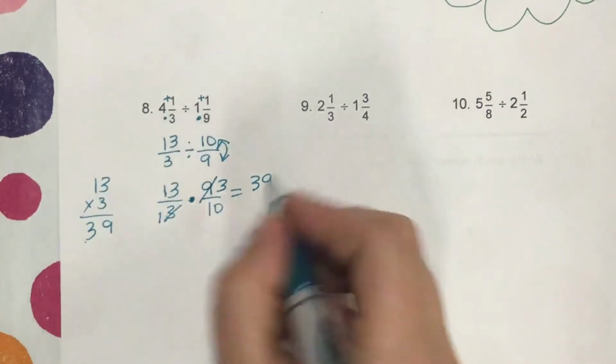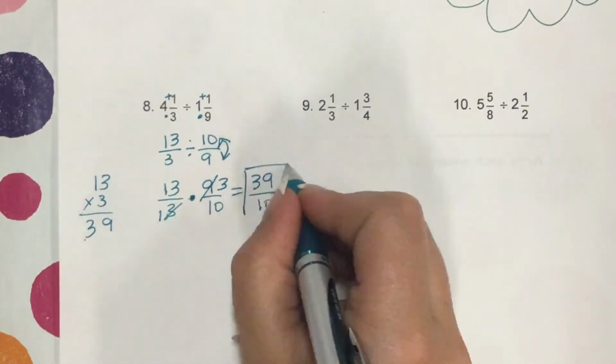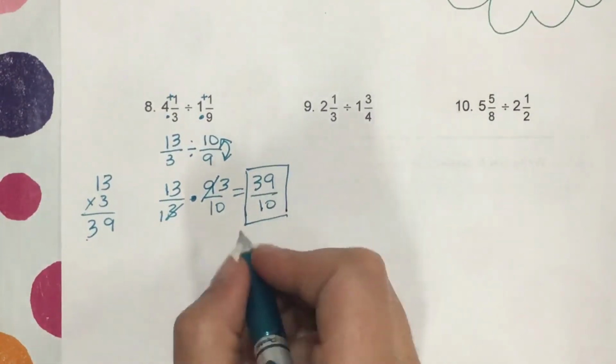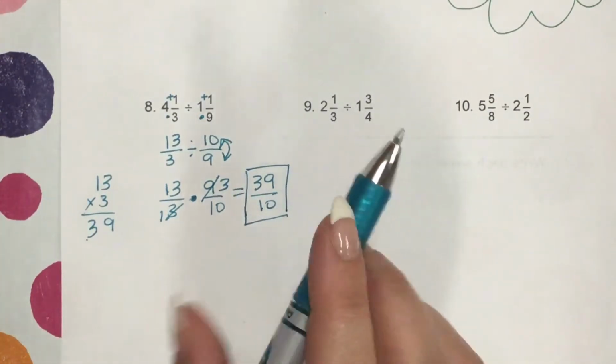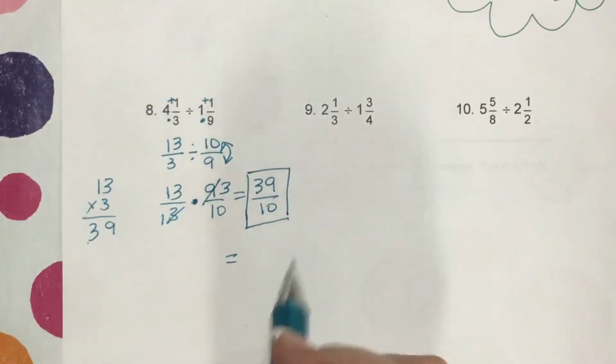And then 1 times 10 is 10. So there you go. And that's in simplest form. You can't reduce that at all. So yes, 39/10. If you got that right, great job. But it is an improper fraction. So we can also write this as a mixed number.